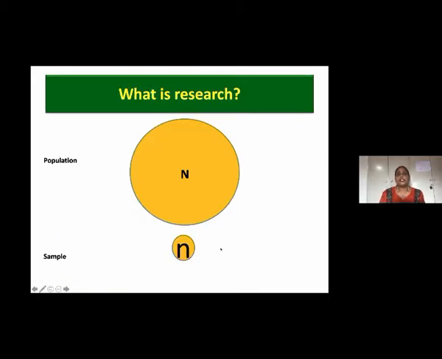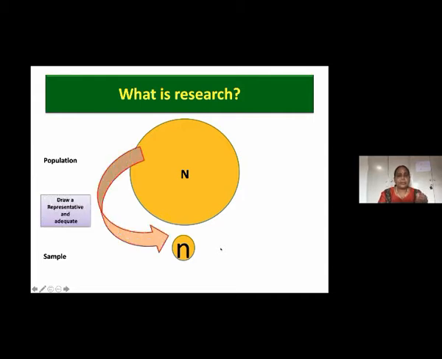So what is research? Research is, in the whole population N, that is characterized by the big N, we will draw a small, representative, adequate sample to study, observe, and analyze. So this is what we are doing in a study.